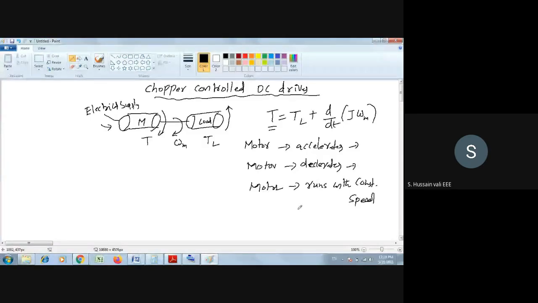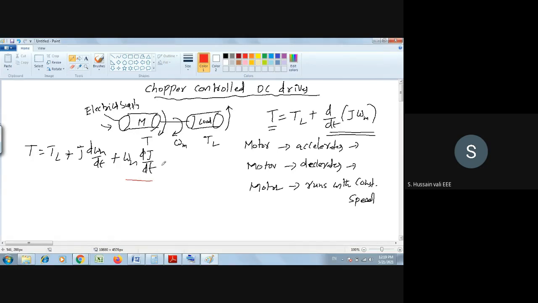For example, take the case of acceleration. Acceleration means the speed of the motor rises. Then I can simplify this part further: T is equal to TL plus J d omega m by dt plus omega m dJ by dt. This differentiation gives this part, omega m dJ by dt.